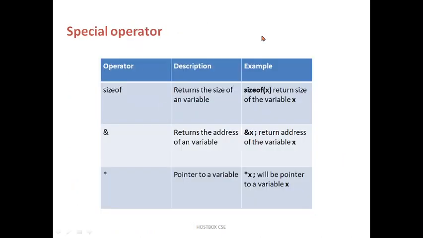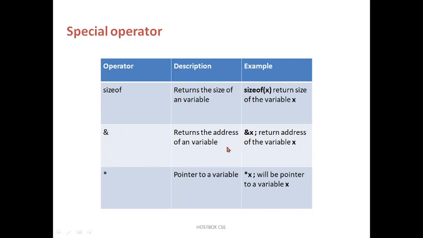Let's go to the special operators. These are ones we are also going to discuss in upcoming sessions, operators like sizeof and the asterisk symbol. So what is sizeof? It returns the size of a variable. For example, sizeof x returns the size of the variable. For example, I am writing x equal to 1 to 3 and using sizeof x. What will happen? Totally 3 digits will be there, so it will print sizeof x is 3 like that.